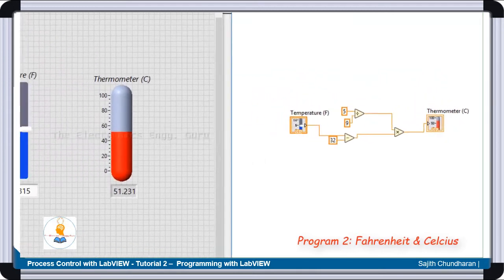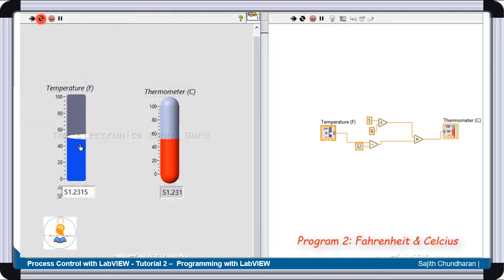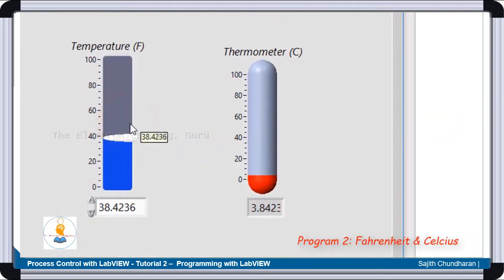Let us now see running this program. Let us do it using run continuously, and you can see that a corresponding change has already come in, and when it is around 80 degrees Fahrenheit, the temperature has gone to 27 degrees Celsius. So this is a formula for converting temperature in degrees Fahrenheit to temperature in degrees Celsius.